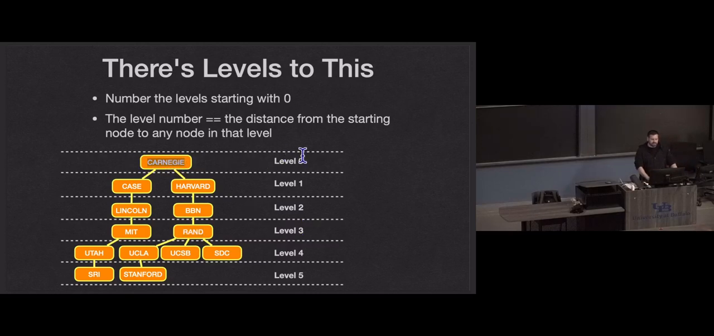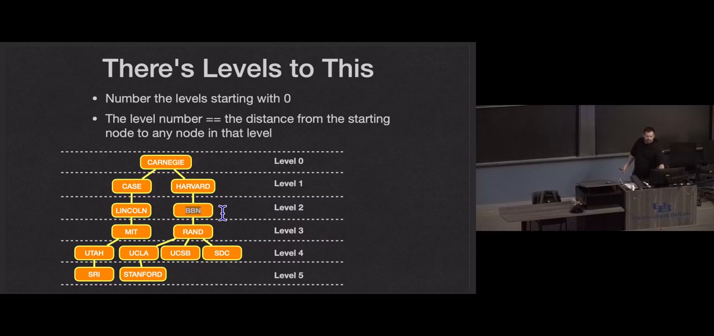So the starting node to itself is level 0, distance 0. Its neighbors are all distance 1. The neighbors of the neighbors are going to be distance 2. And suppose, like BBN, how do we know that it's distance 2? Well, I'm telling you breadth-first search tells us that. But if BBN was not distance 2, say it was distance 1, meaning it should be in level 1, there would have had to be an edge connecting Carnegie and BBN for it to be in level 1. So the fact that Carnegie didn't discover BBN and put it in level 1 means that there is no edge between Carnegie and BBN. We know that for a fact.